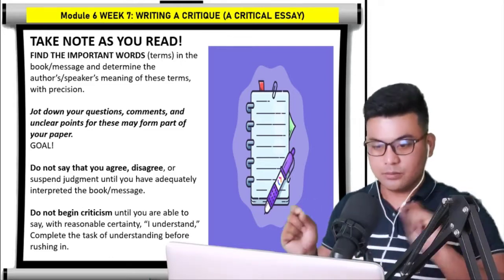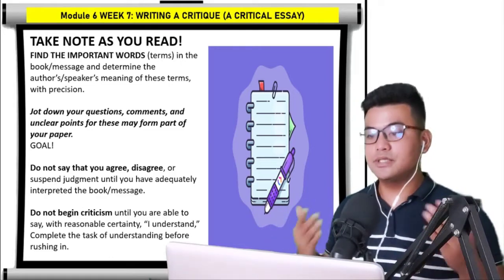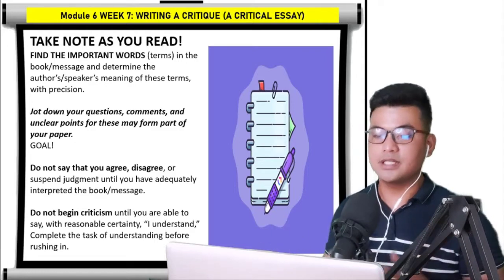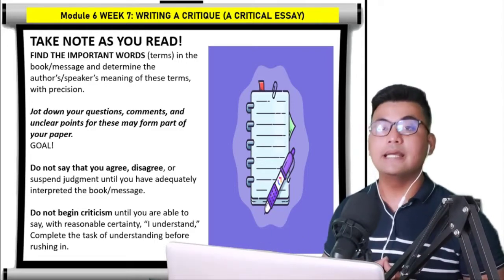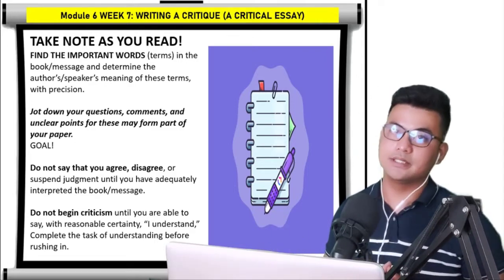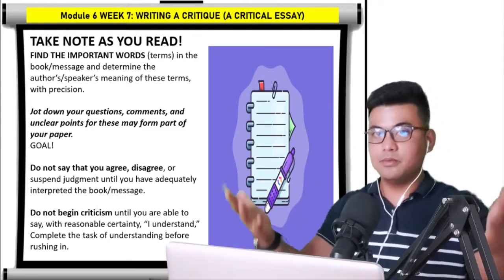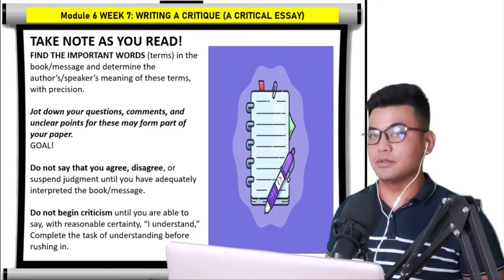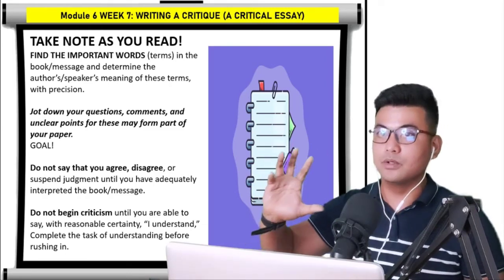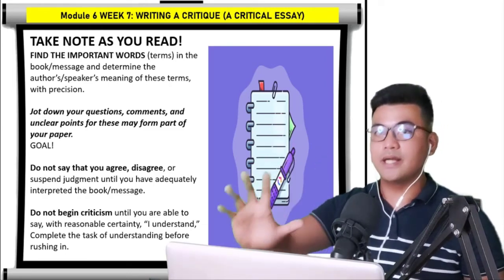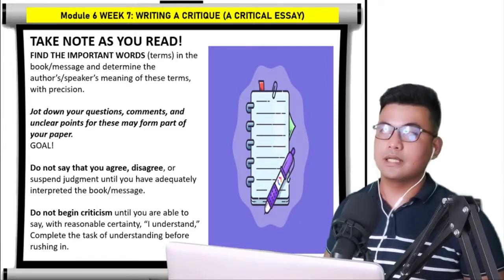Alright, so jot down muna. Do not say that you disagree or agree or suspend judgment until you have adequately interpreted the book or message. Huwag mo lang, I disagree, I agree. Okay, huwag muna. Okay, present mo muna lahat ng mga ideas mo. And then sa concluding part mo, doon ka pala magbibigay ng final position mo. Okay, so supportahan mo muna.